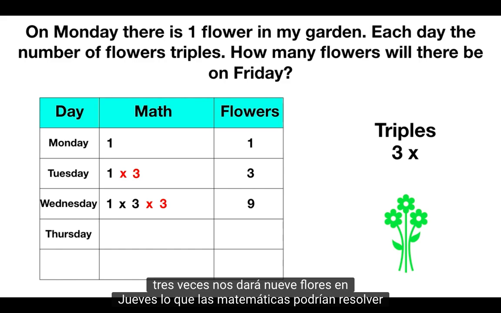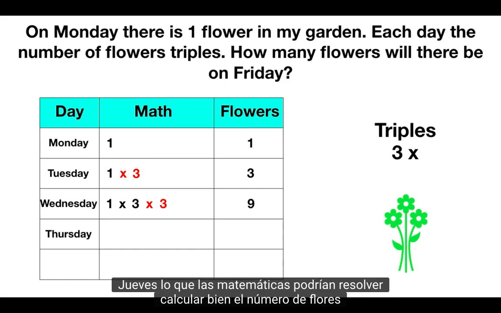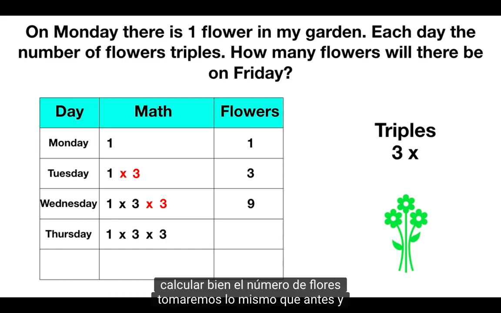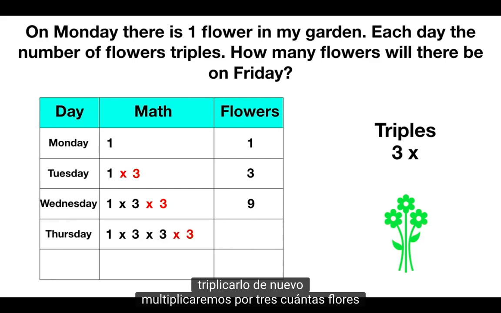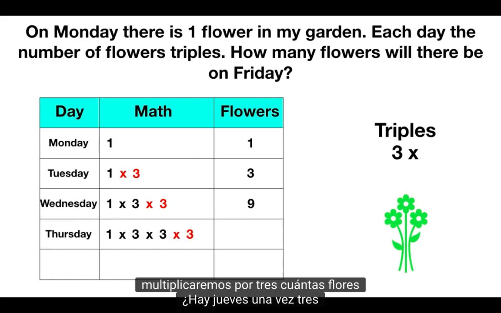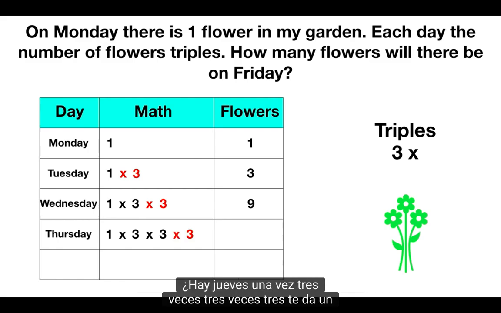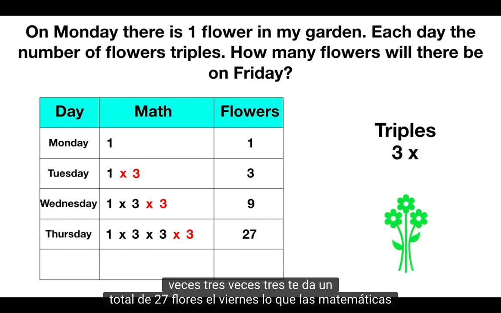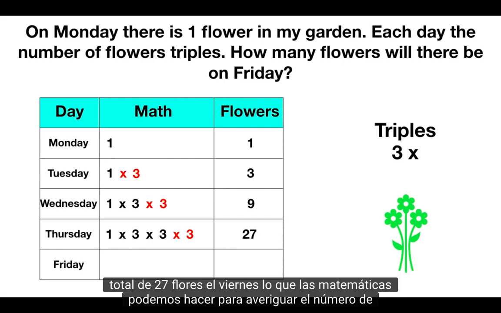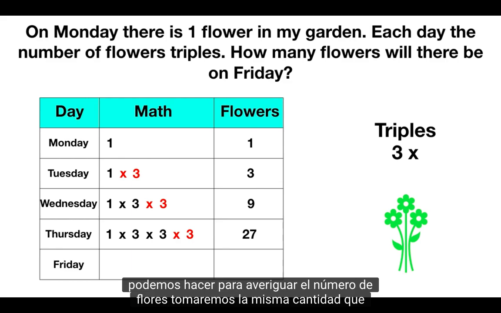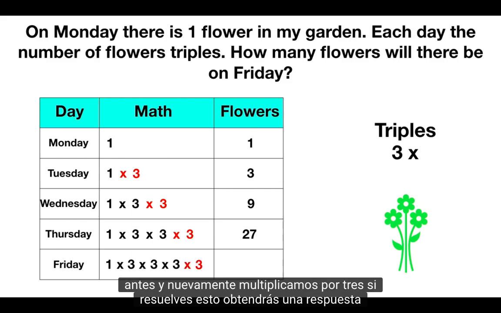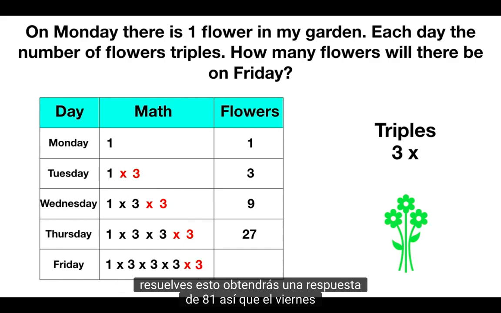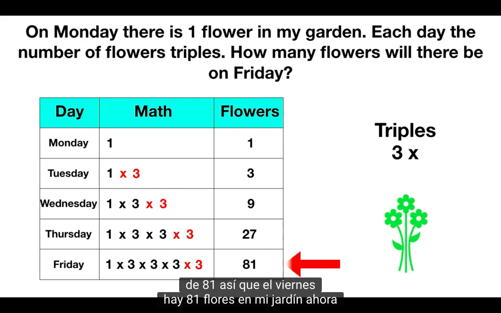On Thursday, what math could we solve to figure out the number of flowers? Well, we'll take the same amount as before and triple it again. We'll multiply by 3. How many flowers are there on Thursday? 1 times 3 times 3 times 3 gives you a total of 27 flowers. On Friday, what math can we do to figure out the number of flowers? Well, we take our same amount as before, and we again multiply by 3. If you solve this out, you'll get an answer of 81. So on Friday, there are 81 flowers in my garden.